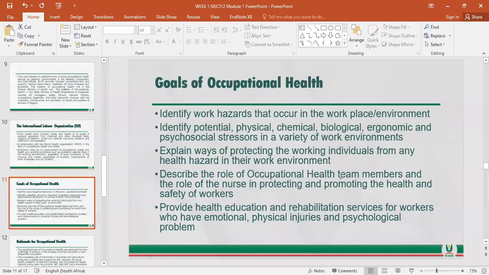All right, what are the goals of occupational health? There is always an objective or goal or outcome that you are expecting in every program. One is to identify work hazards that occur in the workplace environment: identify potential physical, chemical, biological, ergonomic, and psychosocial stressors in a variety of work environments. Explain ways of protecting the working individuals from any health hazard in their work environment. Also, to describe the role of occupational health team members and the role of nurses in protecting and promoting the health and safety of workers.